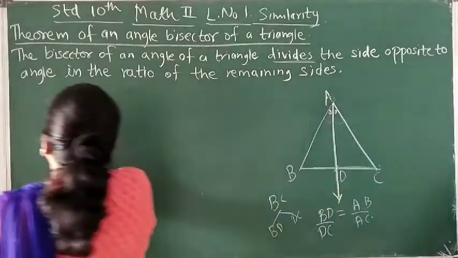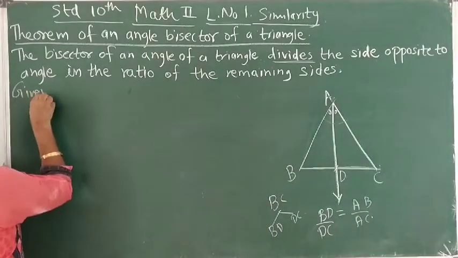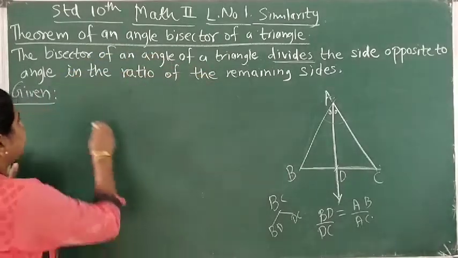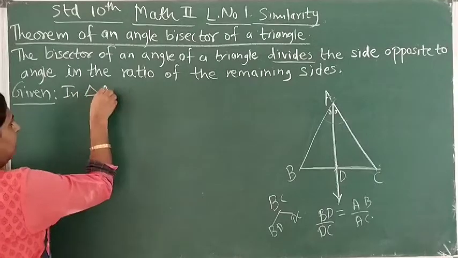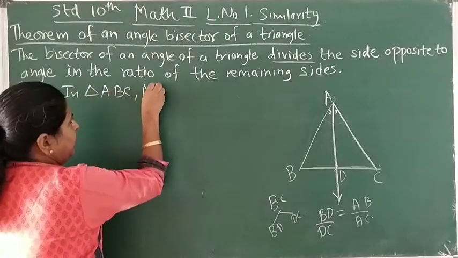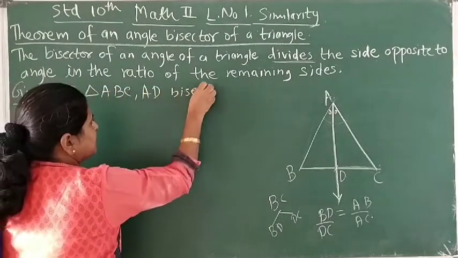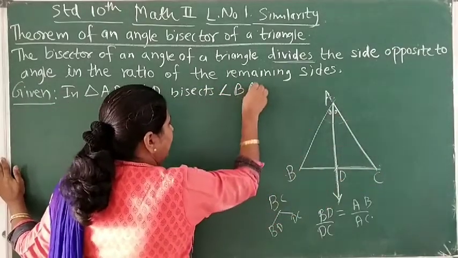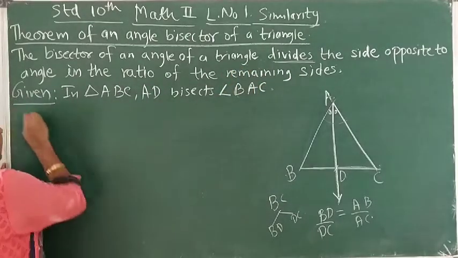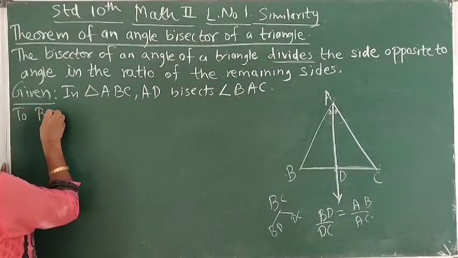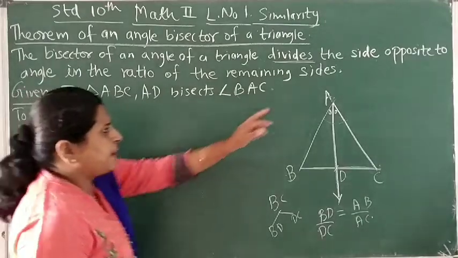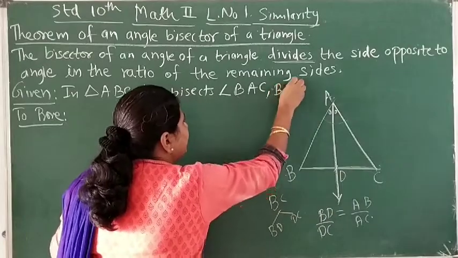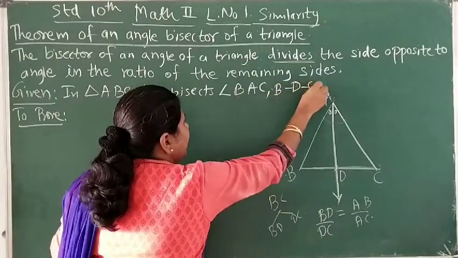So what is the given? The given should always be written from the antecedent and using the figure. So in triangle ABC, AD bisects angle BAC. This is the given. And what is to prove? Let's cite one more thing, that point D lies on BC. So the betweenness is B-D-C.